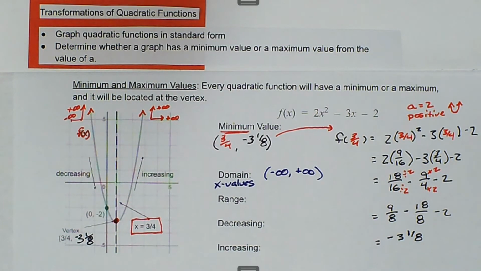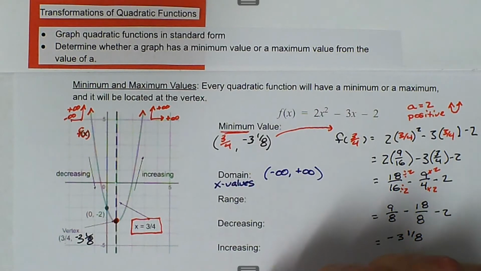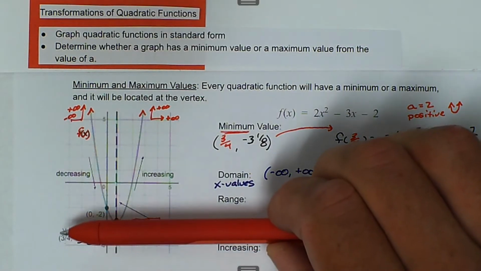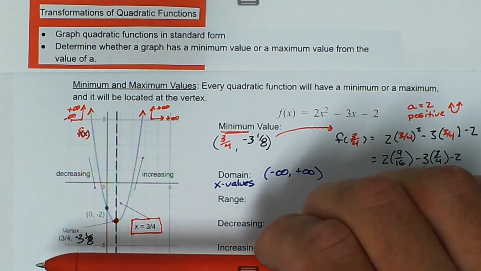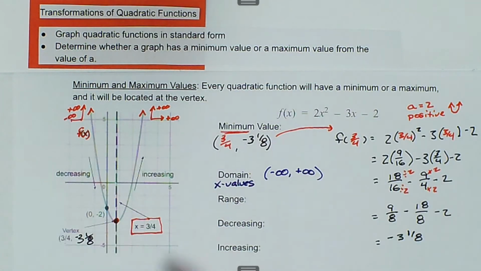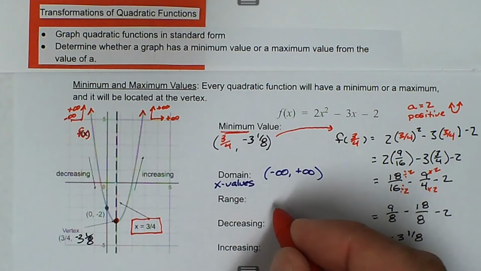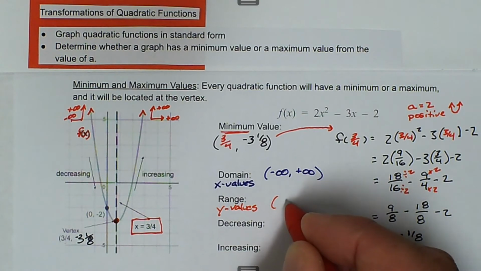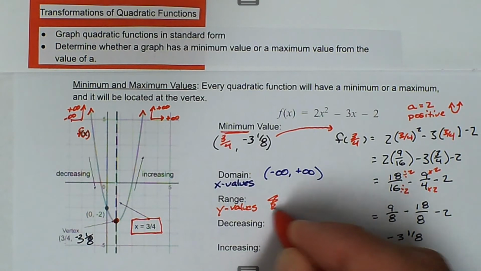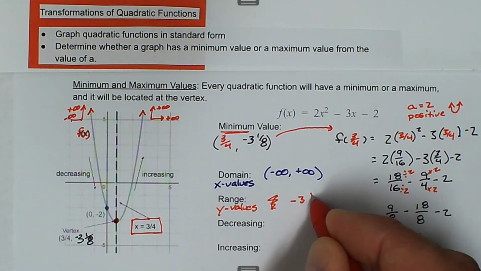For our range, as we're working with our range, we're going to start from the bottom and we're going to work our way to the top. So where do we start? Well, there's nothing here, nothing here, nothing here. And then right here at the very bottom, the y value is negative 3 1/8. So for our y values, that's going to be negative 3 1/8.